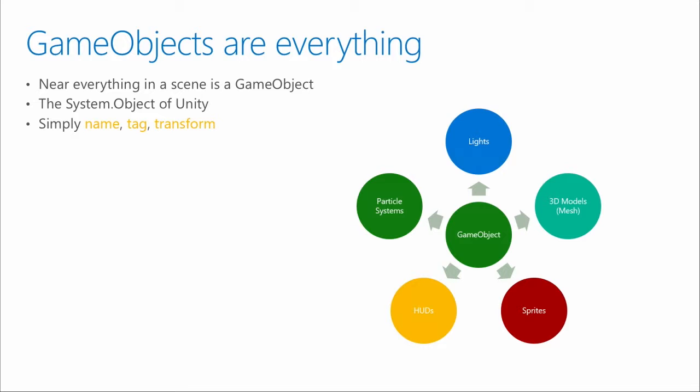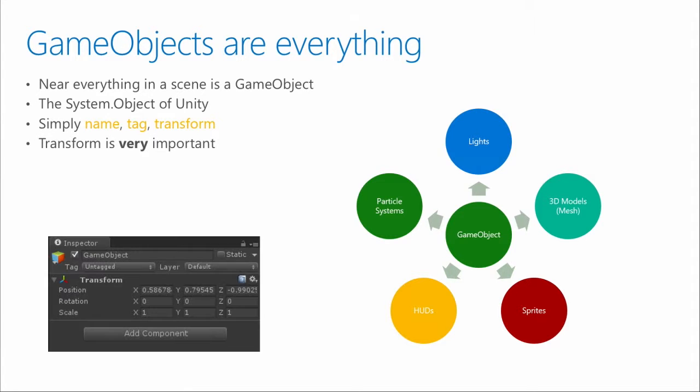And in a nutshell, a game object is simply an object that has a name, a tag, which is just some text, and a transform, which has position, rotation, and scale. Transform is very important. So a game object has these properties. It has a name, see right here, a tag, which is just some text that we'll talk about in a second, a layer you can assign things to, and a transform. Transform is the most important property inside of Unity.